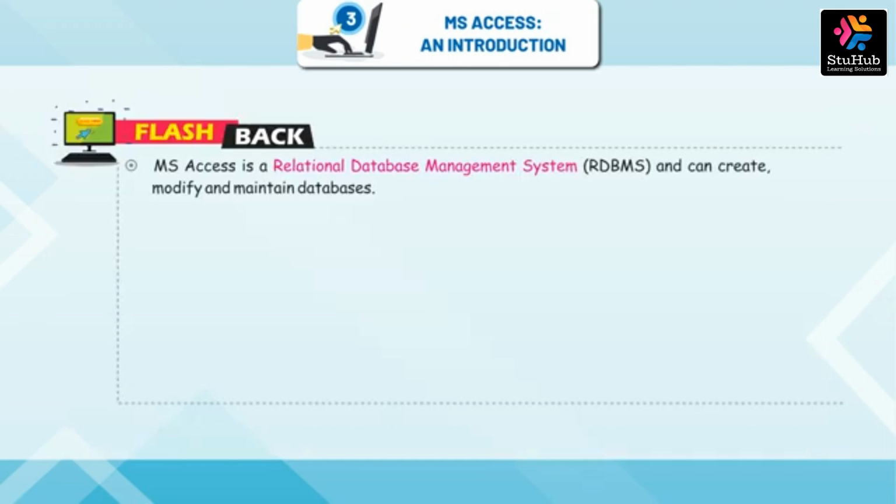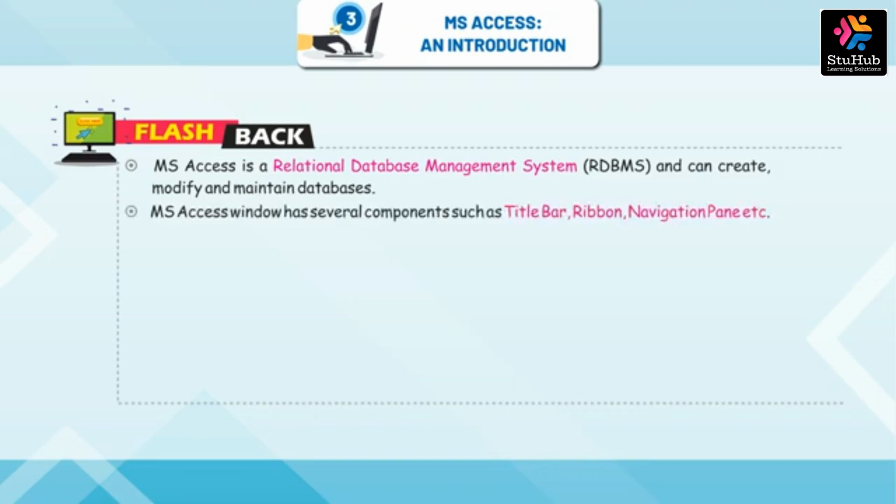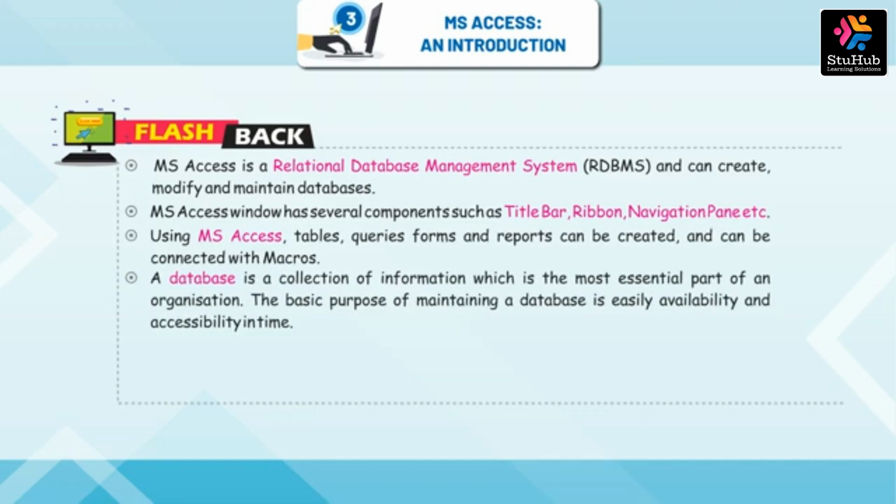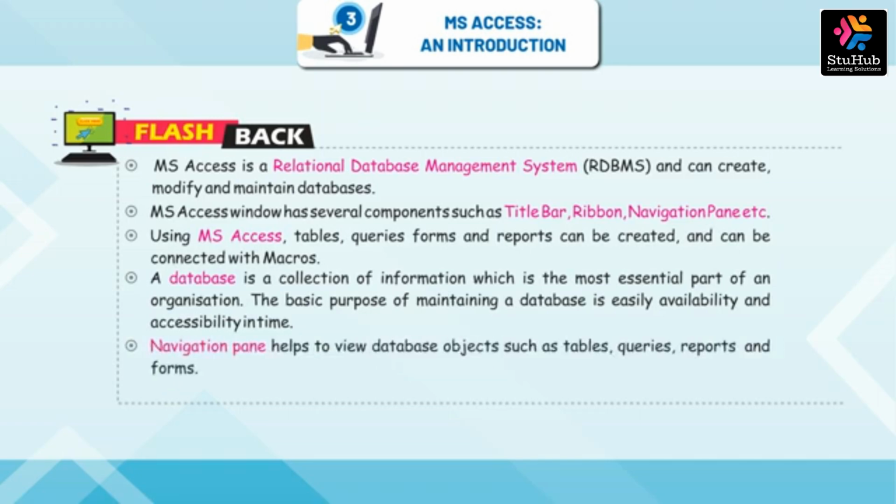Flashback. MS Access is a relational database management system, RDBMS, and can create, modify, and maintain databases. The MS Access window has several components such as title bar, ribbon, navigation pane, etc. Using MS Access, tables, queries, forms, and reports can be created and can be connected with macros. A database is a collection of information which is the most essential part of an organization. The basic purpose of maintaining a database is easy availability and accessibility in time. The navigation pane helps to view database objects such as tables, queries, reports, and forms. Saving and closing the table is important in a database.